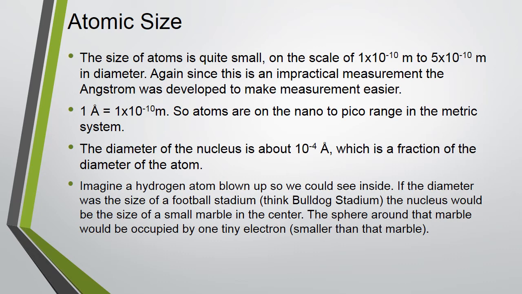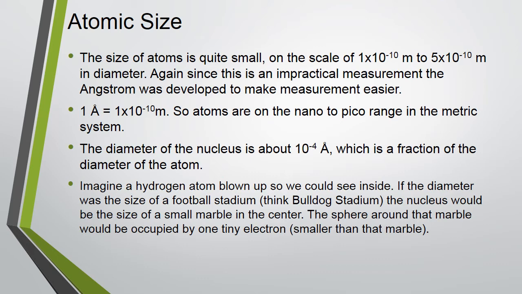So if the diameter of our atom was the size of a football stadium, like Bulldog Stadium at Fresno State, the nucleus, so the very center of it where our proton lives, would be the size of a small marble in the very, very center of Bulldog Stadium. So imagine you're sitting up in the stands. You probably couldn't even see the nucleus when it's sitting down there on the field.